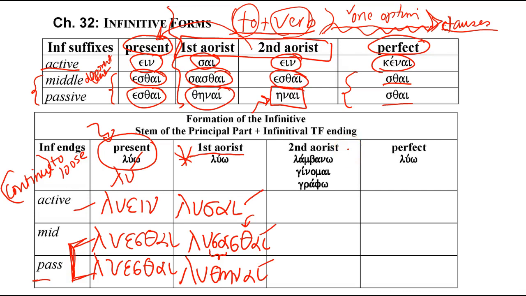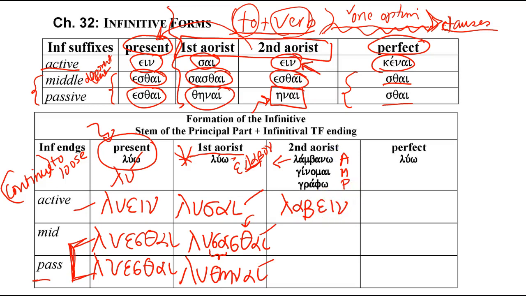Now, what if we have a second aorist form for a given verb? Rather than the first aorist indicative, the principal part is a second aorist indicative. Well, if it's second aorist in the indicative, it will be second aorist in the infinitive. And we're going to use lambano for the active voice, ginomai, a nice deponent word for the middle voice, and grapho for the passive voice. And recall that the second aorist form, the principal part is elabon. So we're going to be using lab as our stem. So you have lab, and then we're going to use the second aorist suffix ending.